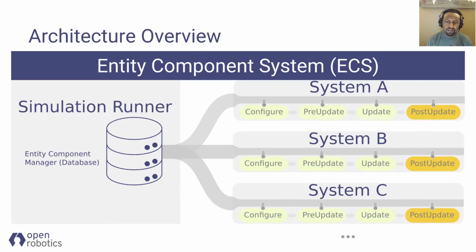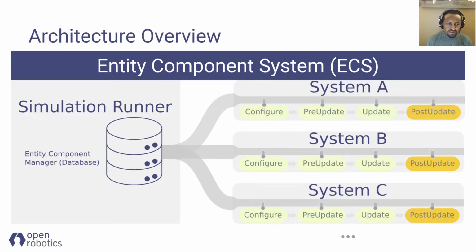We use a software pattern called Entity Component System. And in this pattern, entities are identifiers, and they represent things like models, links, and joints, if you're familiar with Gazebo Classic. And each entity has a set of components associated with that entity. So for example, for a link, a component can be its name, its pose, its inertia, etc. And then you have systems, which are pieces of software that manipulate the components and the entities.